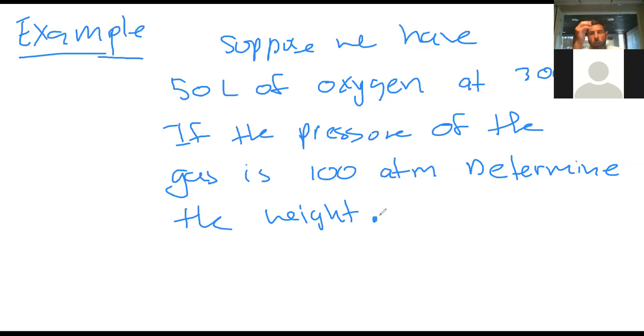That being said, the way I would get you to think about this is you have a couple of numerical values that are given. So we tell you that you have so many liters of oxygen. We tell you what the temperature is. We tell you that the pressure is something, and we want to determine the weight. So how do we do that? Well, we know what weight is. Weight is mass times gravity. So in order for us to answer the weight, we need to know the mass.